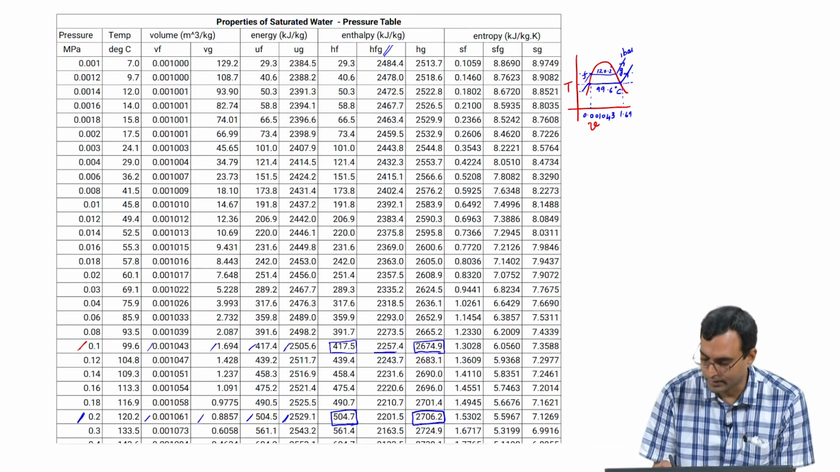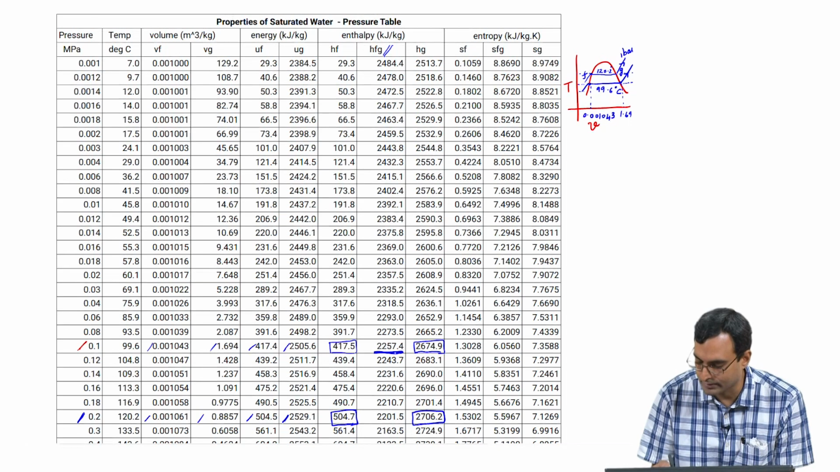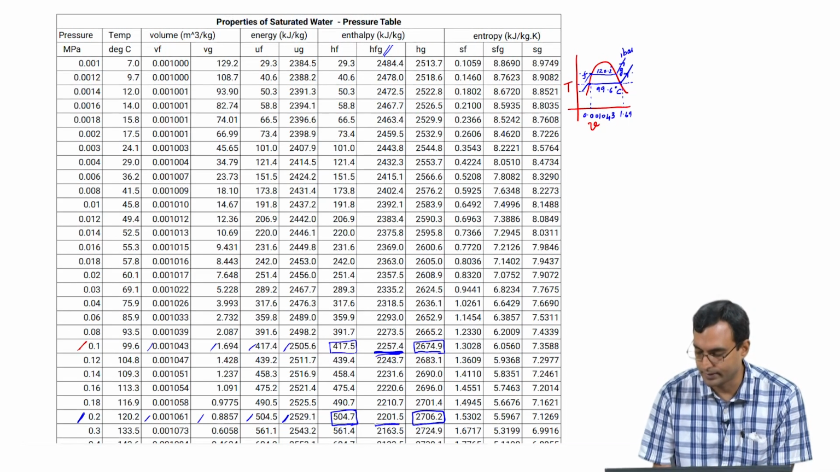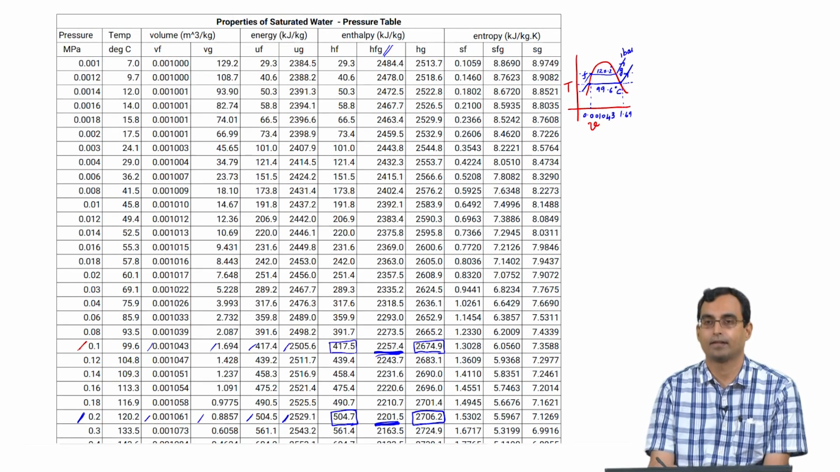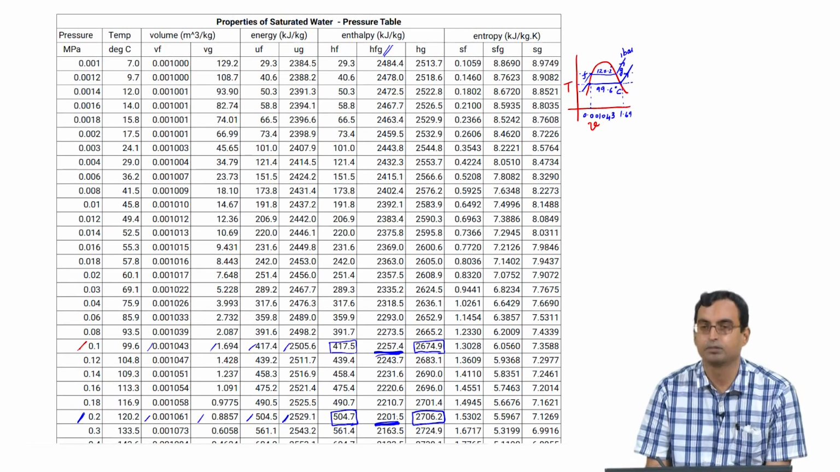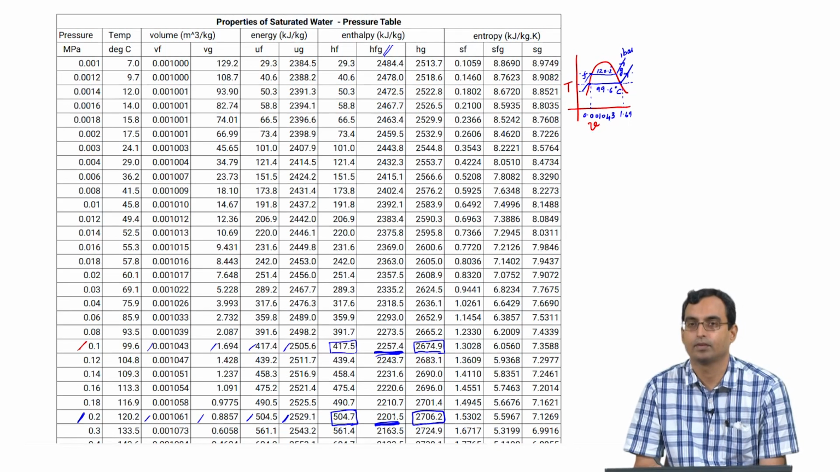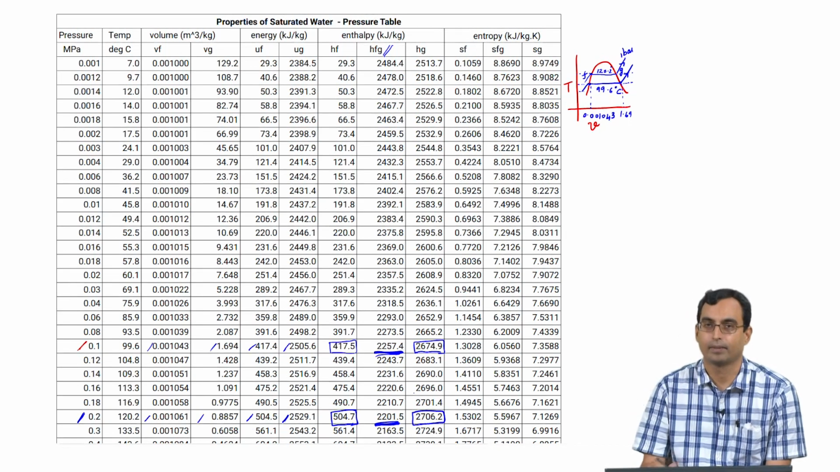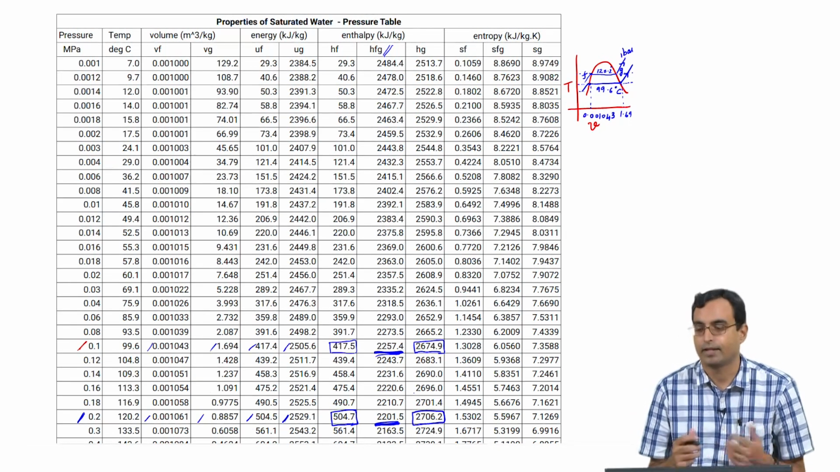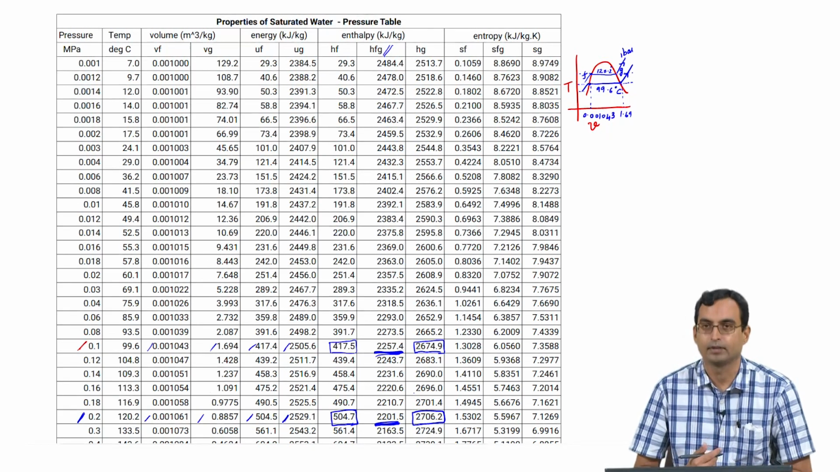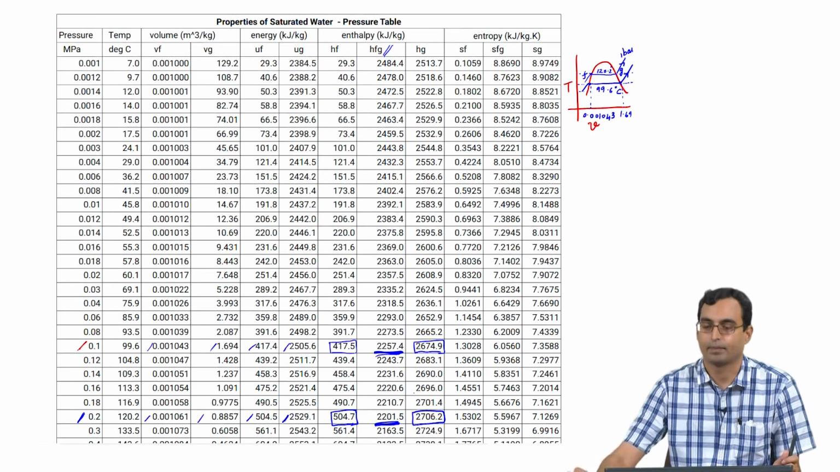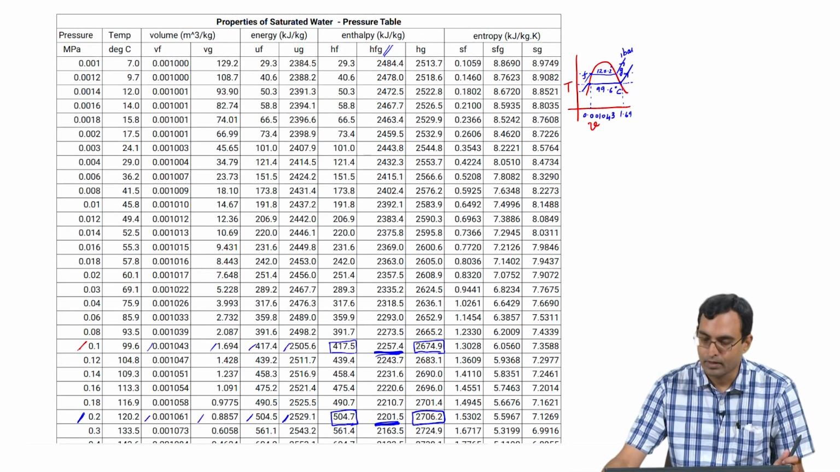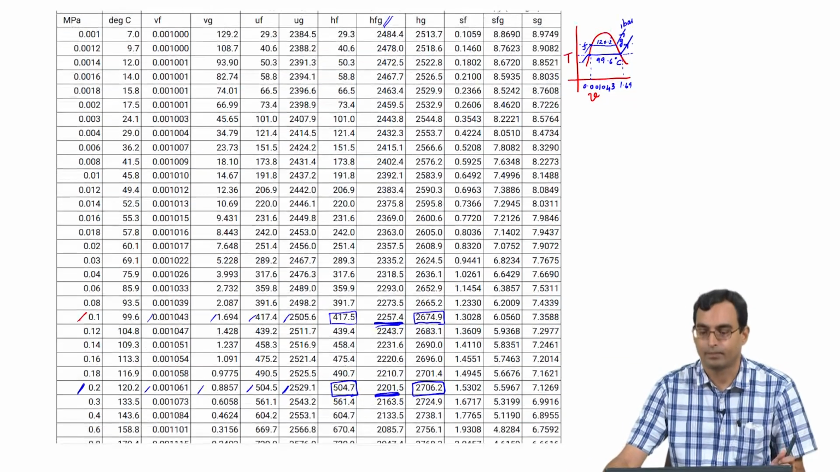But what is interesting is, if we look at the change, or essentially the latent heat, we can see that the latent heat was 2257 at 100 degrees centigrade. The latent heat has come down to 2200 kilojoule per kg as we go to a higher temperature of 120 degrees and a higher pressure of 2 bar. So, we see that the latent heat is coming down as we go to higher pressures and temperatures. So, this lists the values at different pressures.